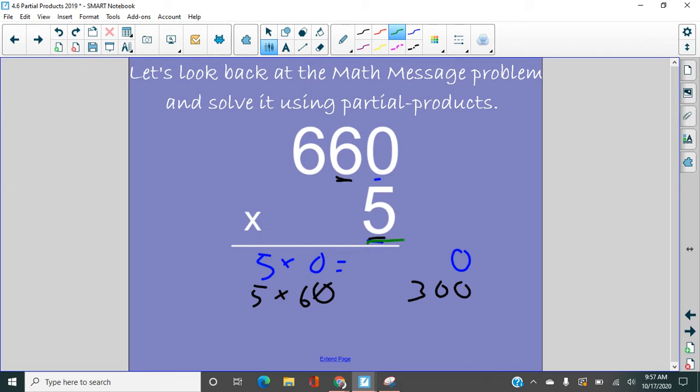Now we're going to multiply 5 times 600. Cross off the zeros. 5 times 6 is 30. Two zeros would be 3,000. Watch me line this up. If you don't line up the numbers correctly, you won't be able to add them. Now, you could always rewrite them, but that's just an extra step. So 3,300 is our answer, which is the same answer that we had earlier.